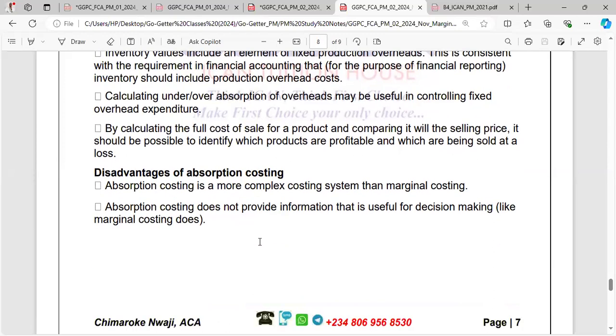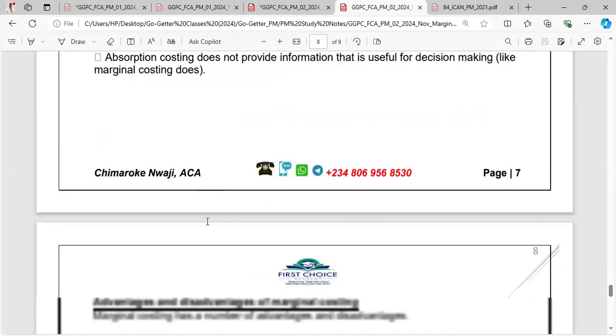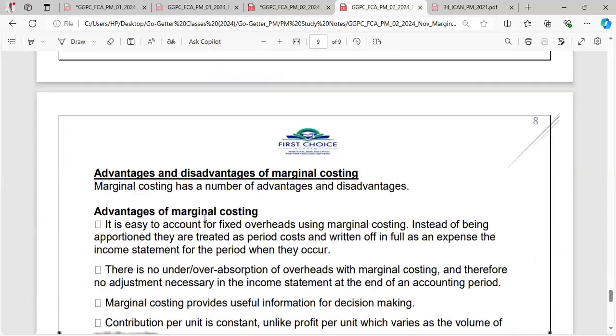Disadvantages: absorption costing is a more complex system than marginal costing, and absorption costing does not provide information that can aid management in making decisions. Now, this disadvantage is a very important one. Now, go to marginal costing.